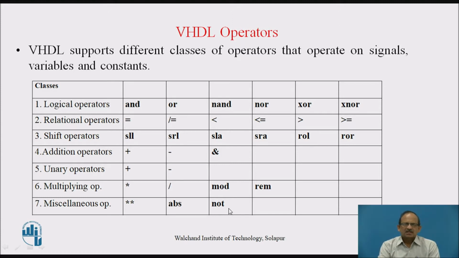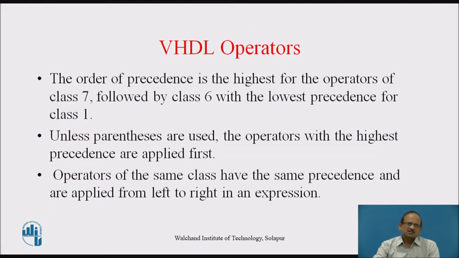Now, if you consider the order of precedence of these operators, class 7 is highest, whereas the order of precedence is lowest for class 1. Unless parentheses are used, the operators with the highest precedence are always applied first. So, if you want to override the order of execution of these operators, then you need to use parentheses. Operators of the same class have the same precedence and are always applied from left to right in an expression.